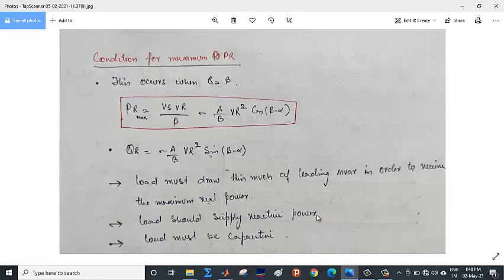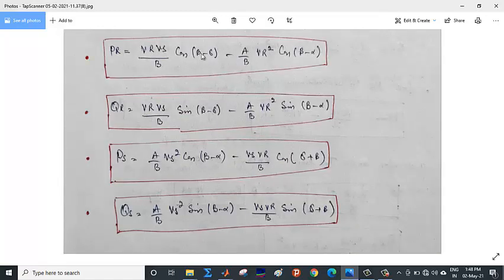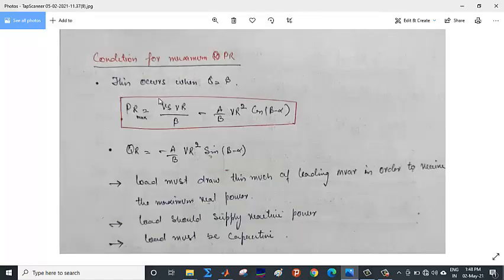Now we will try to see what will be the condition for the maximum receiving end power. The maximum receiving end power will occur when delta is equal to beta. In that case, when delta is equal to beta, this term will be equal to 1, so it will have a maximum value. So when this is equal to 1, PR max will be equal to Vs VR by B minus A by B VR square cos of beta minus alpha. It remains as it is because it is independent of the delta.